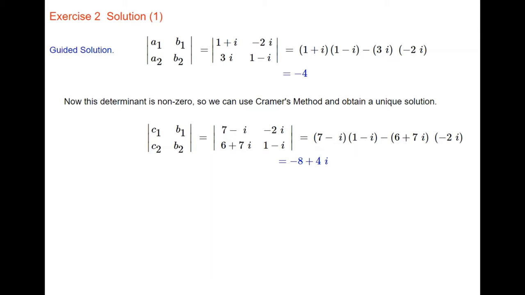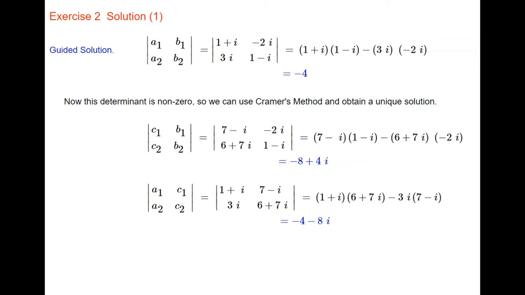The determinant which corresponds to c1, b1, c2, b2, in our case, will be the determinant of 7 minus i, minus 2i, 6 plus 7i, 1 minus i. And that will all expand out to 7 minus i times 1 minus i minus 6 plus 7i times minus 2i. We expand that out and simplify it. It all comes out to minus 8 plus 4i.